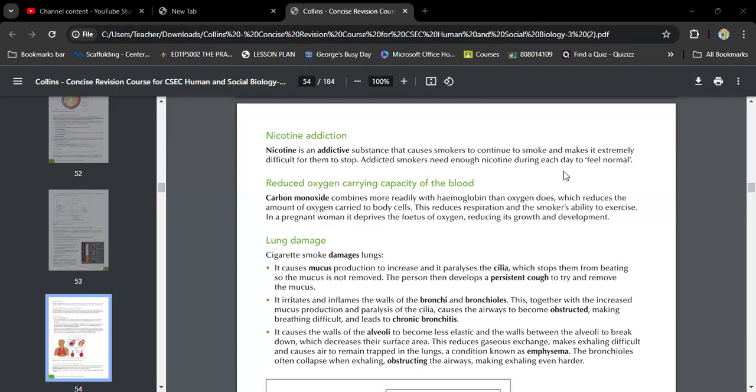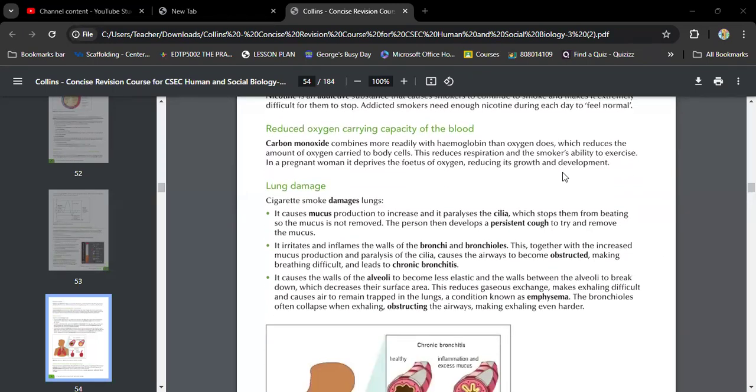And the main thing we're going to be looking at today, as it relates to cigarette smoking and how it affects the respiratory system, is damage to the lungs, right? I also would have indicated in the previous recording a video that showed what a smoker's lungs look like and what a non-smoker's lung looks like, right? So cigarette smoke damages the lungs. It causes mucus production to increase and it paralyzes the cilia. We know based off our previous notes what the purpose of cilia is, right?